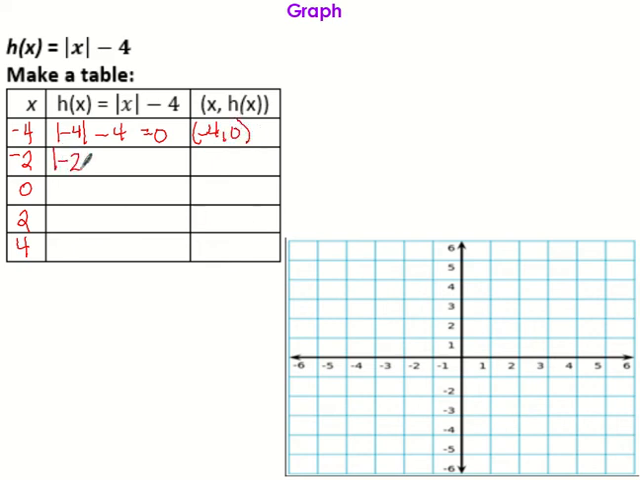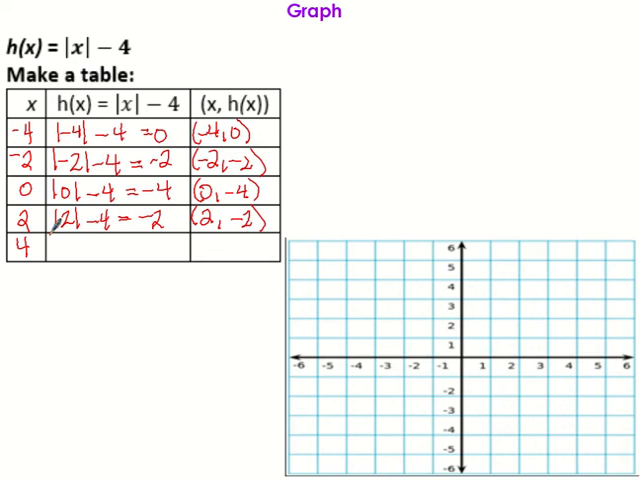So absolute value of -2 minus 4. Well, absolute value of -2 is 2. Minus 4 would get me -2. So we're going to have -2, -2. Absolute value of 0 minus 4. Well, 0 minus 4 is -4. So we get 0, -4. Absolute value of 2 is 2, minus 4 is -2 again. Now we have 2, -2. And absolute value of 4 is 4, minus 4 gets me 0. So we have the point 4, 0.